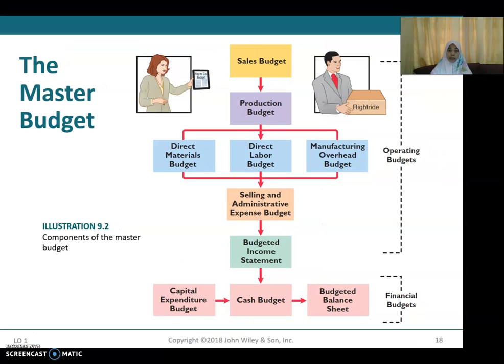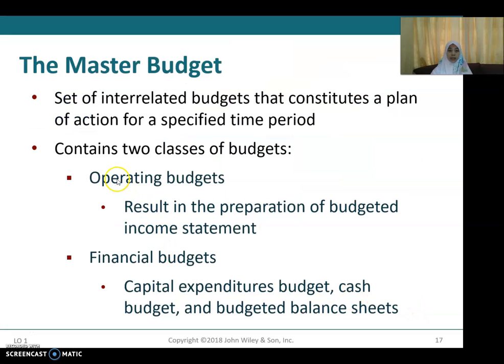Okay, if you can see here the components of your master budget. So we see just now your master budget consists of two parts. One is your operating budgets and the other one is your financial budget. So operating budgets result in the preparation of the budgeted income statement, and this one is your budgeted balance sheet. Here we call it the statement of financial position instead of balance sheet.